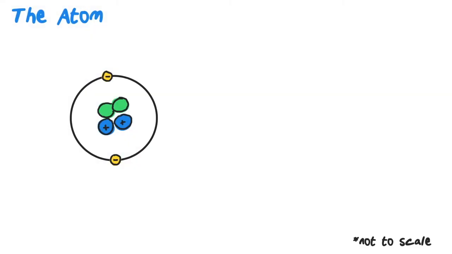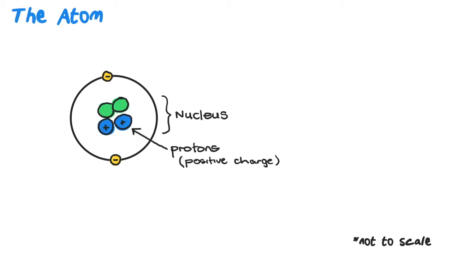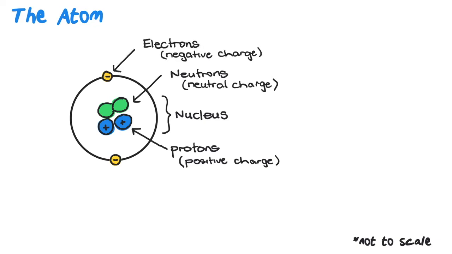The atom, as we know, is made up of a dense core known as the nucleus, which contains the protons, which hold a positive charge, and neutrons, which hold a neutral charge. As such, the nucleus of an atom is positively charged. Much further out from the nucleus is the electron cloud, which contains the negatively charged electrons, which are super tiny in comparison to the protons and neutrons.